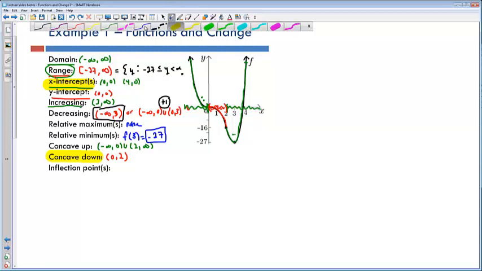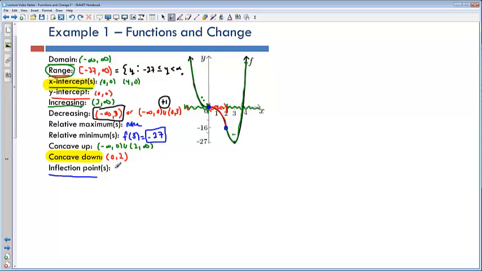Right, so finally, we want to talk about inflection points. And inflection points are where you change concavity, or again, you can say where you change color. So here I went from green to red, so that must be an inflection point, and red to green, so that must be another inflection point. Or you can say I went from concave up to concave down. That's really why it's an inflection point, or concave down to concave up.